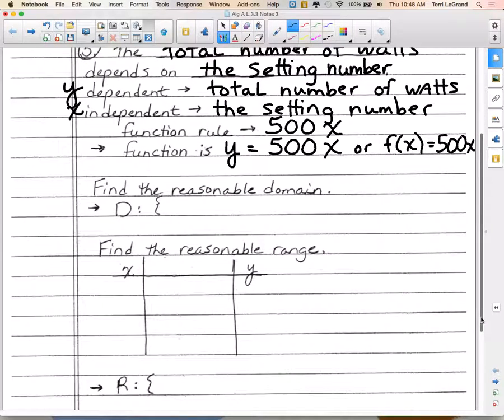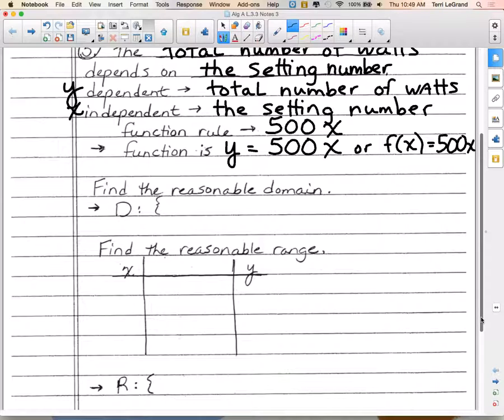Well, since the domain controls the situation, it gets to be first here. So, what's our domain made up of again? What's the domain in this? Domain is made up of the what? The x values, and the x values in our problem are the what? Just tell me what the x values are representing in this problem. Setting numbers. The setting number, not watts, the setting number.